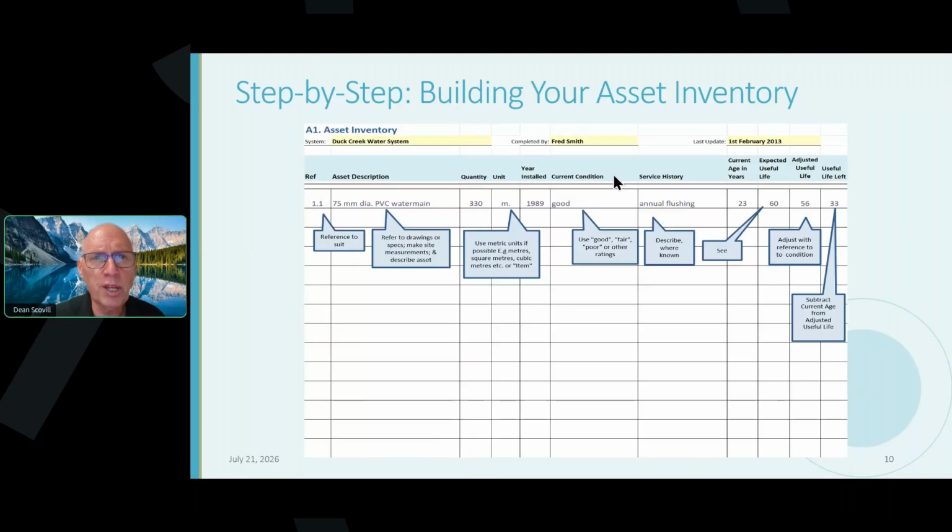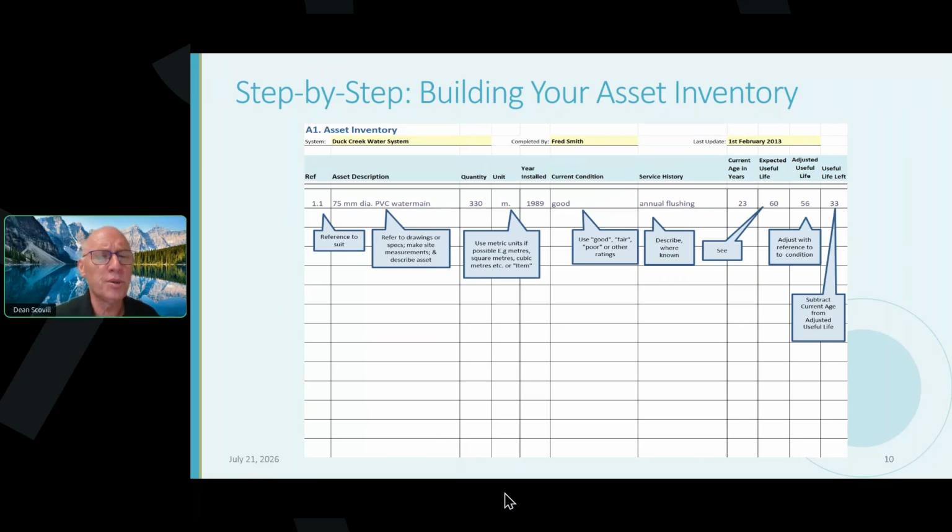According to this data, I've got 33 useful years left on this line before it starts deteriorating, according to the manufacturer, to the point that it's not worth repairing the leaks. It's time to replace. And this gives me a roadmap of where to go, or in terms of savings, that I'm going to need to replace this in the future.